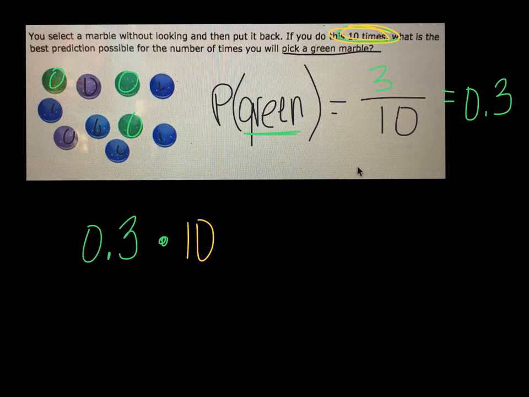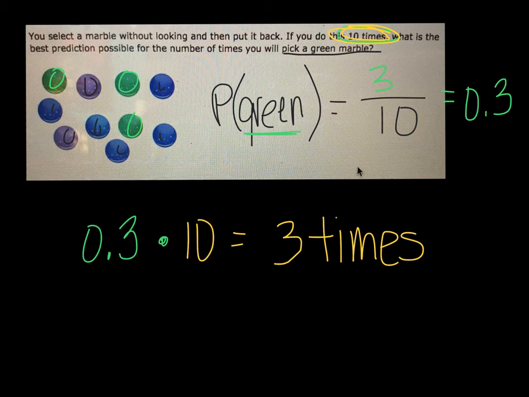So if you do this, you do 0.3 times 10, you're going to get 3. So your answer here would be, if I was to do this experiment 10 times, I would predict I would get a green marble 3 times. And that is how you find what we call relative frequency, or you make a prediction.